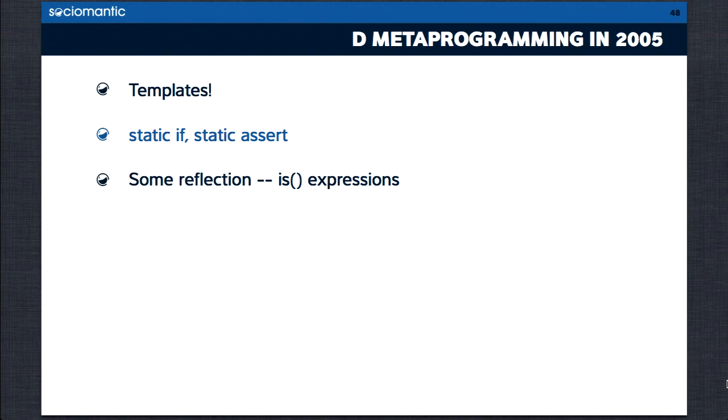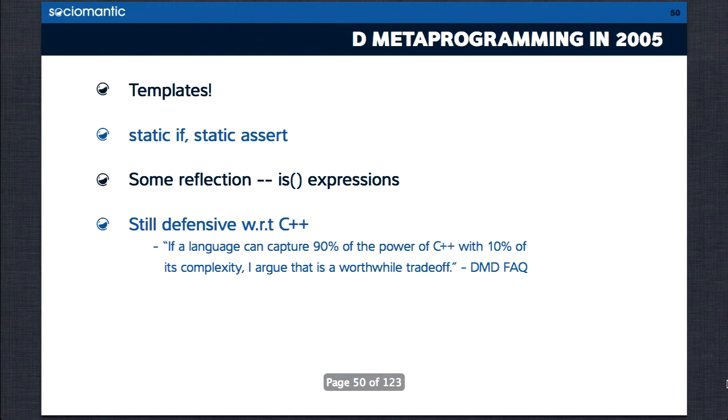And yet, despite the underlying strong fundamentals of D, it was still defensive. The spec said, if a language can capture 90% of the power of C++ with 10% of its complexity, I argue that's a worthwhile trade-off. And this is the state that D was in when I first encountered it. It did not know what it had. That changed in the next 2 years.